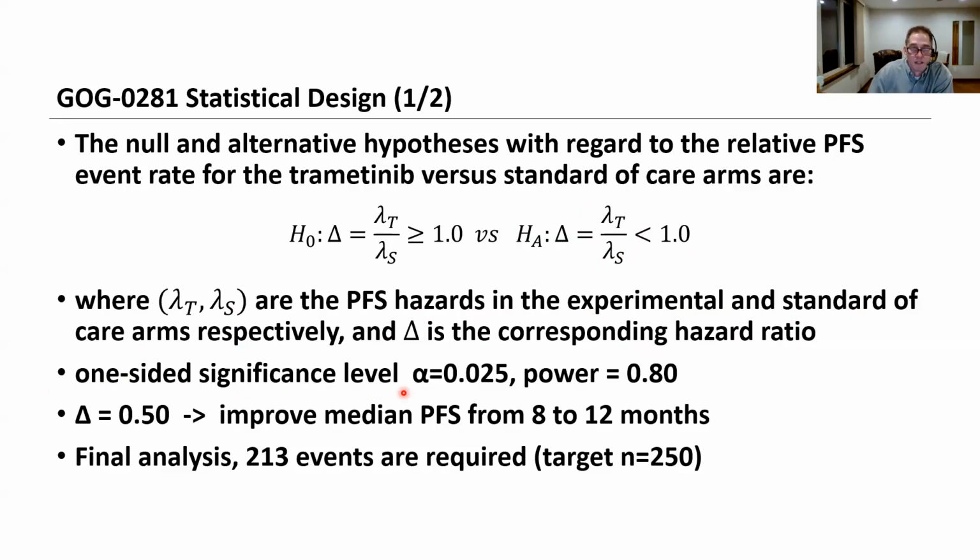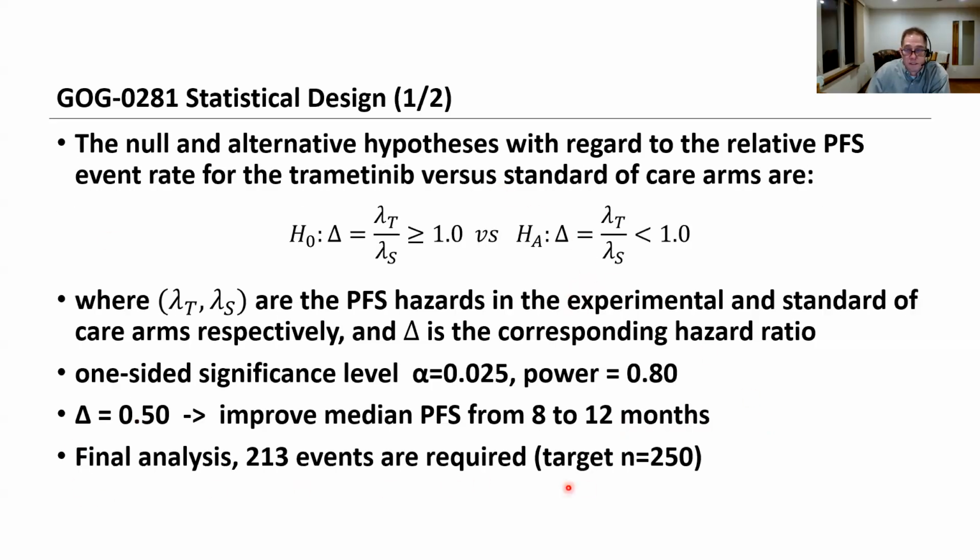I have a one-sided significance level alpha of 0.025, and power of 0.8 to detect a treatment effect size in terms of a hazard ratio of 0.5. This means I'm going to improve the median PFS from 8 months to 12 months, a 4-month improvement, or about a 50% improvement. I'll do the final analysis when I have 213 events, out of a target of N equals 250 patients.